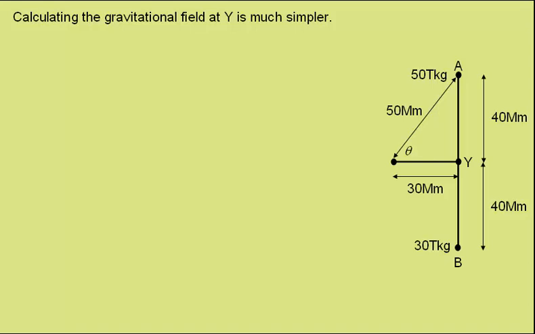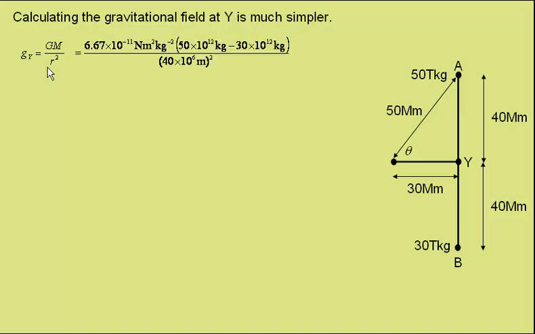Calculating the gravitational field strength at Y is much simpler. As it lies on the line joining A and B, there is no horizontal component. A will be producing a field upwards and B producing a field downwards, so we simply need to subtract the value of the field from B from the value of the field from A. We use the same formula as before, but now we can just do one simple calculation.